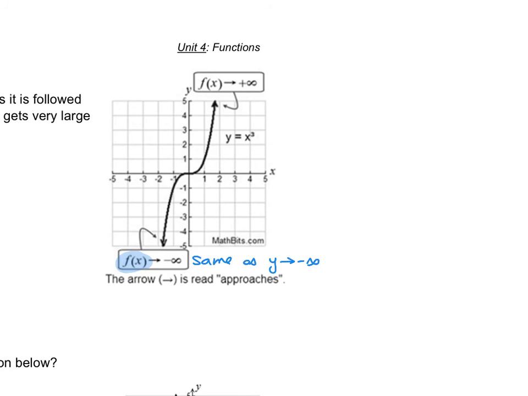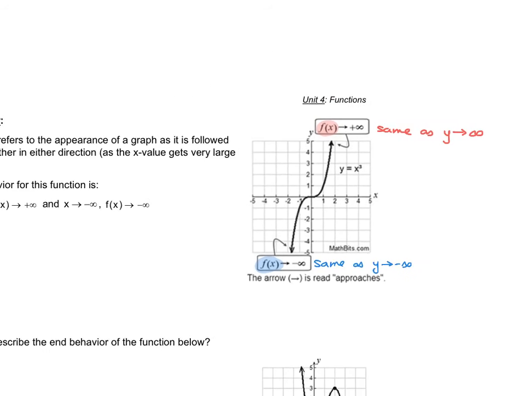Same idea with the other notation. So this is the same as y going to positive infinity. So as I go as far as I can to the right, the graph is going up towards positive infinity. That's all end behavior is telling us.